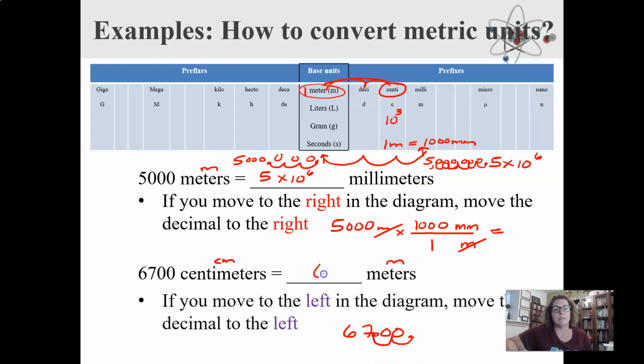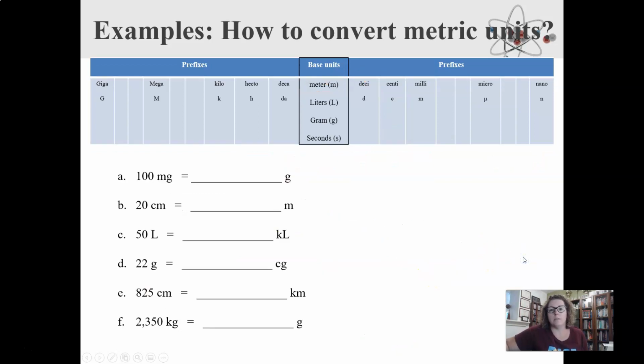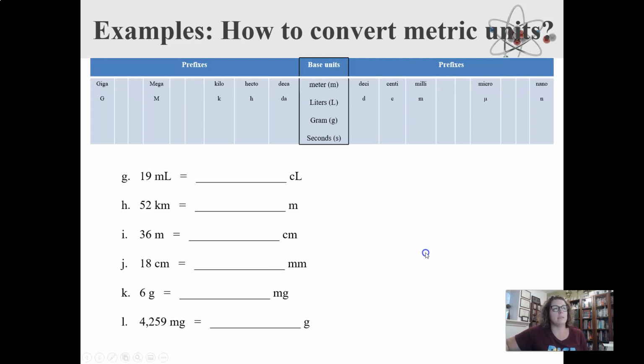So I'm going to have 67. But is it 67.00, 67.0, just point, or just 67? I had 2 sig figs in the beginning. I need to keep 2 sig figs at the end. So you want to make sure that you keep the sig figs going. Let's just try a couple of these. If you want to pause the video and then check as you go, go ahead. Like I said, we have a couple examples in here.